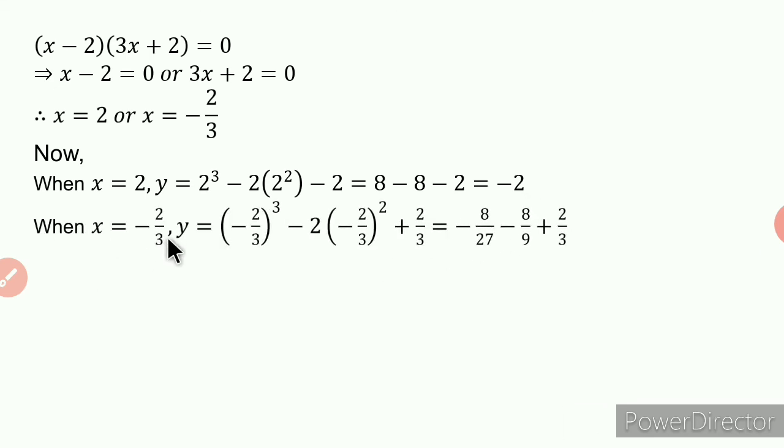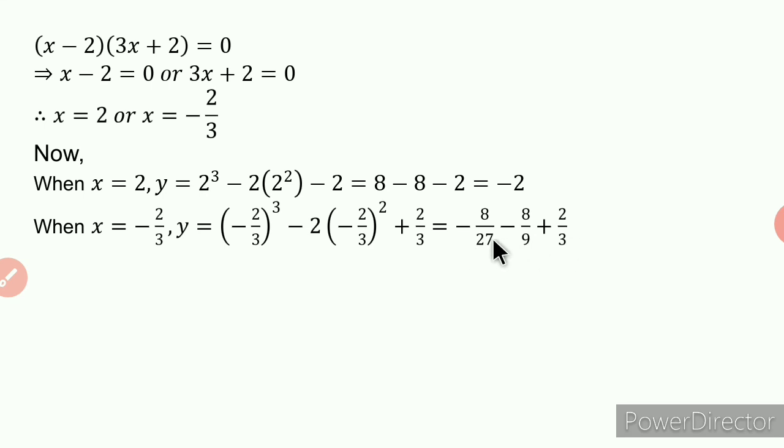Similarly, when x is equal to minus 2 by 3, y is equal to (minus 2 by 3) cube minus 2 into (minus 2 by 3) square plus 2 by 3, because here minus minus becomes plus. Now, (minus 2 upon 3) cube: a negative number raised to an odd power is always negative. So it is minus 8 upon 27. The square is positive, but because of this minus sign we get minus. So minus 4 into 2 is 8 upon 3 square is 9, plus this 2 by 3 as it is.